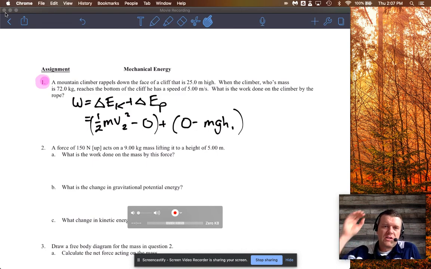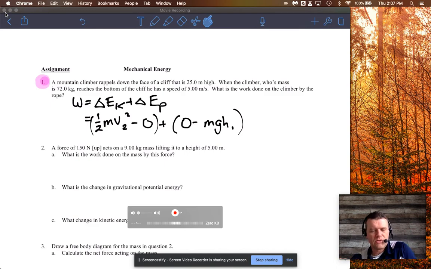Now, obviously at the top, he would have had gravitational potential energy, but then if he rappels down the cliff, then when he gets to the bottom of the 25 meters, we're assuming he's on the ground. Okay, so his final height would be 0.